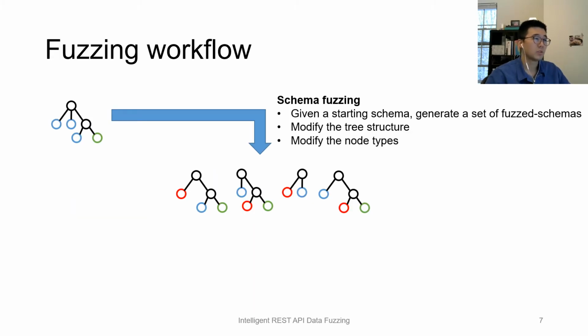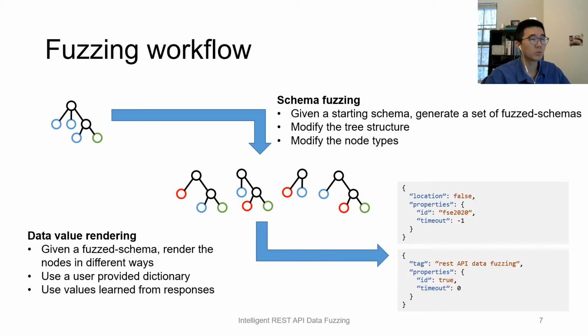Given this nature, our fuzzing workflow is composed of two parts. The first one is schema fuzzing, where we take in the original schema and generate a set of new fuzz schemas by modifying its tree structures and node types. The second part is, once we get the fuzz schemas, we will use different approaches to render the concrete values for the payloads.